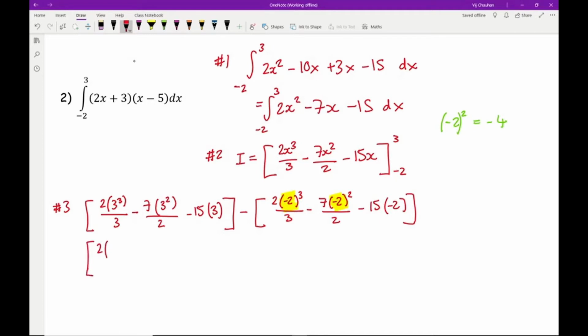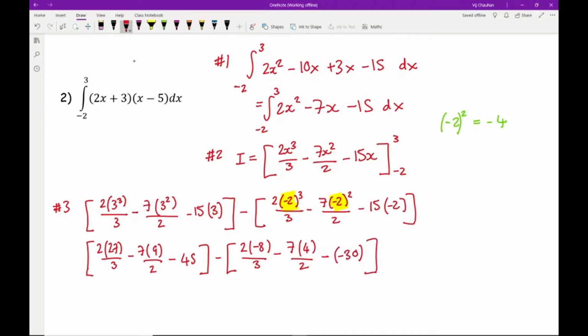So I've got 2 times 3 cubed. 3 cubed is 27 over 3 minus 7 times 9 over 2 minus, now I can work this out, 15 times 3 is 45, close bracket, minus, then I've got 2 times, now minus 2 cubed is going to give me minus 8 over 3 minus 7, now minus 2 squared gives me 4 over 2 minus, and then this is going to give me minus 30.